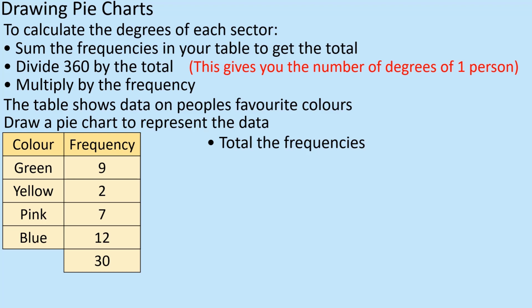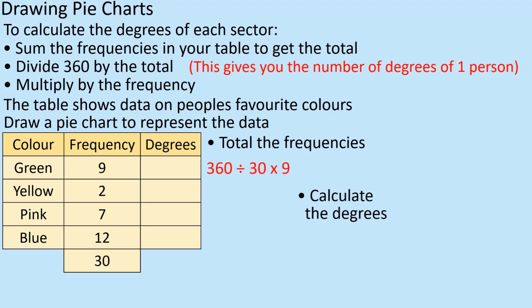So I'm trying to figure out how many degrees per person. What we said is you do 360 divided by the total. So when I do 360 divided by 30, it gives me 12. I haven't written it on there, but it gives me 12. So that means every person represents 12 degrees, and I'm going to times it by each of the frequencies. So 360 divided by 30 times 9 gives me 108 degrees. That's what that one represents.